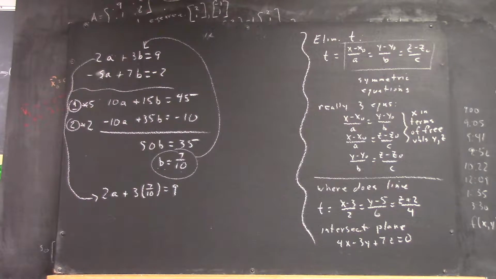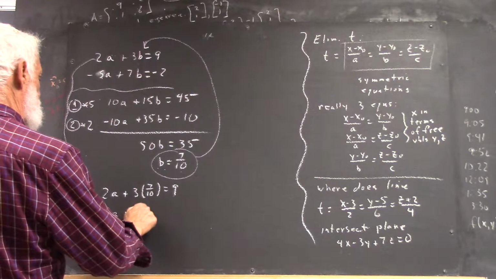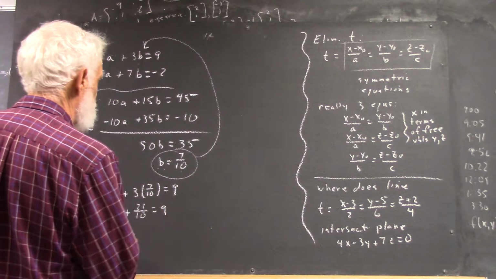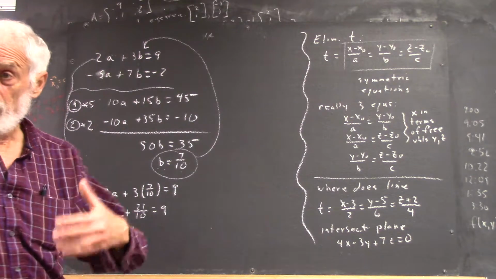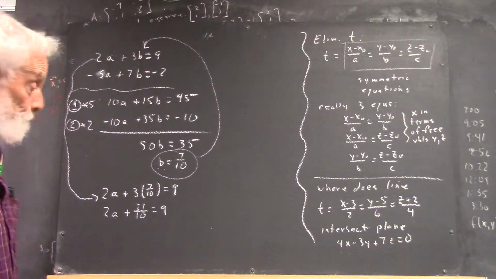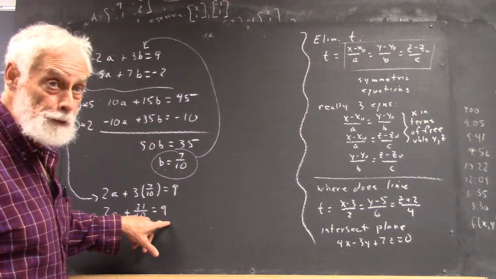Now, how do we solve that? Well, I'm going to go one more step, and then I'm going to do something that you might not do. 3 times 7/10, as you might suspect, is 21/10. If you don't know how to multiply, divide, and add and subtract fractions, review it. We talk about it in the MCR, so there are videos that address that if you need them. Okay? So we got 2a plus 21/10 equals 9, right?